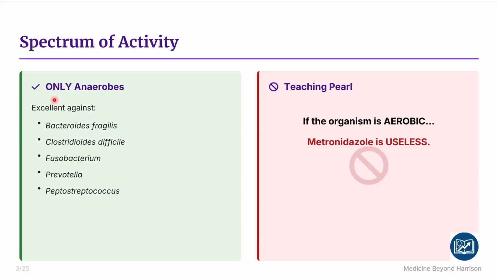Spectrum of activity: only anaerobes, that is Bacteroides fragilis, Clostridium difficile, Prevotella, and Peptococcus. Only these organisms. Exceptions are like maybe amoebiasis, where you can use it. Otherwise, for bacteria, only these. So if the organism is aerobic, metronidazole is completely useless. This is one key takeaway point that you must take away from this video.